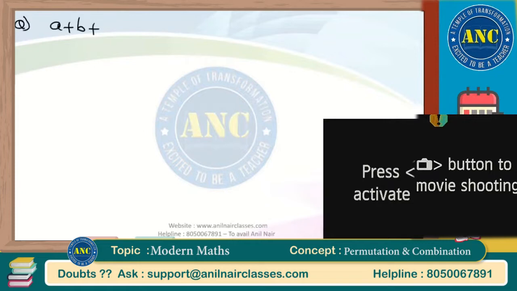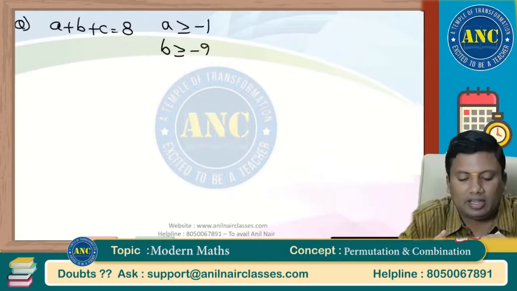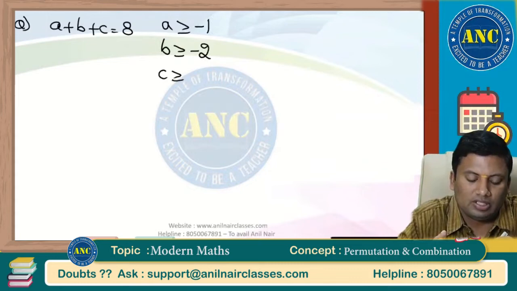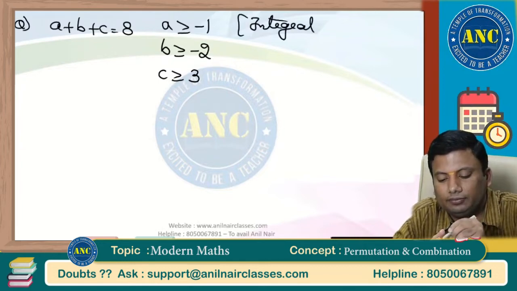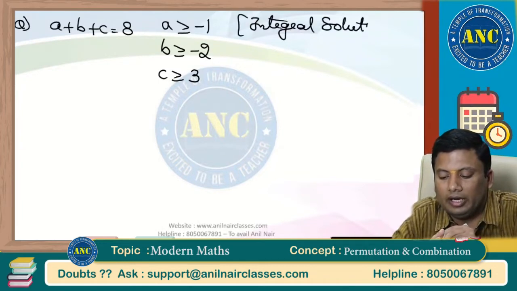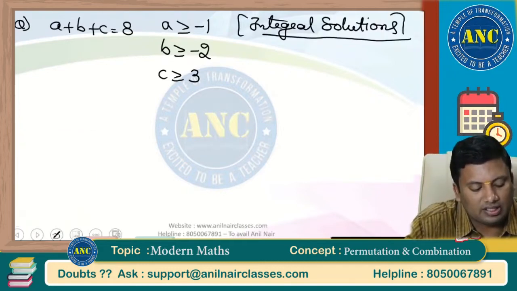That's all. All the models are there in your notes. a + b + c = 8, a ≥ -1, b ≥ -2, c ≥ 3. He is asking how many integral solutions exist for this equation?